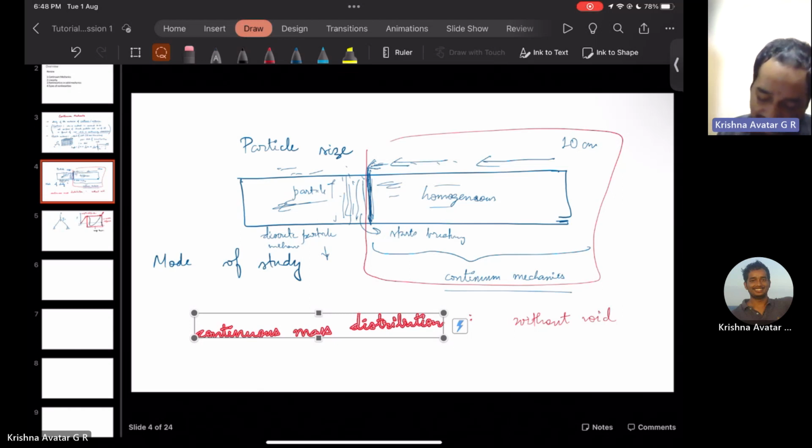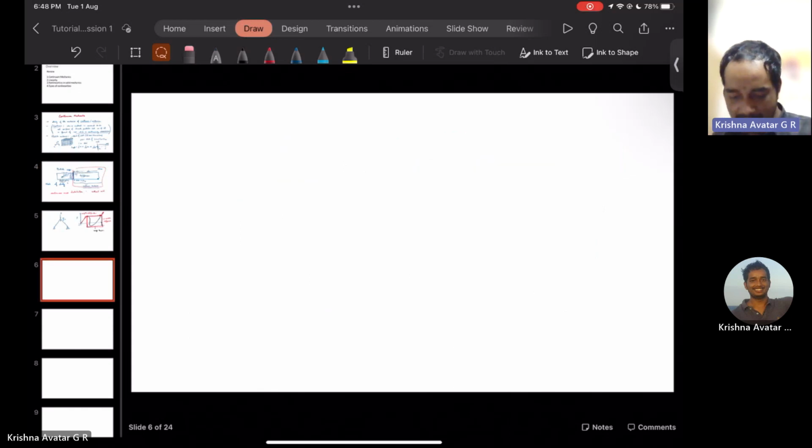So in essence, having a continuous mass distribution helps us greatly in our analysis, and we are able to build very strong foundations to study a system, in this case a material system. Now we'll ask, where all can we apply this continuum mechanics? Continuum mechanics applications.